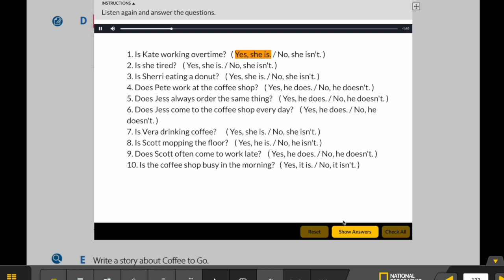Pete is another employee behind the counter. He's pouring a large coffee. Jess is standing behind Sherry. He always orders the same thing, a large coffee and 2 donuts. He is giving his order to Kate, but Pete is already pouring Jess a large coffee. Jess comes to Coffee to Go every weekday before work. His office is across the street.